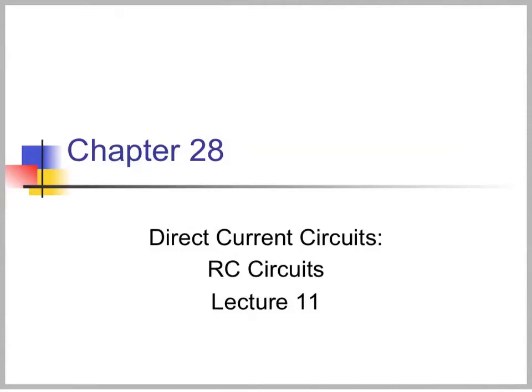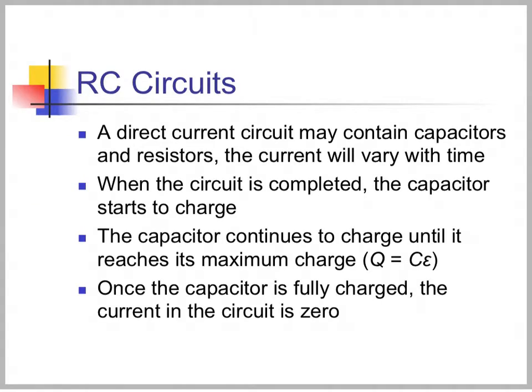This is Physics 2120, Lecture 11, and today we're going to talk about RC circuits. A direct current circuit can contain capacitors and resistors, and if it does, the current is going to change with time.